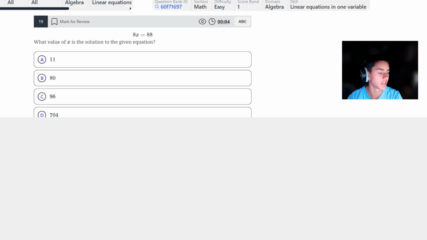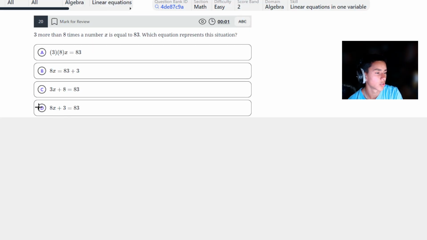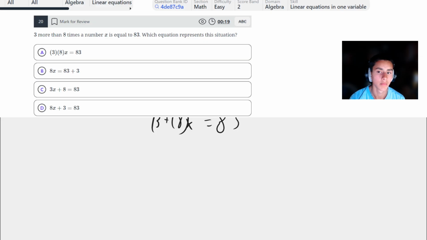What is the value of x in the given solution? Divide both sides by 8, x equals 11. 3 more than 8 times a number is equal to 83. Okay, let's think about this. 3 more, so 3 plus 8 times a number, so 8 times x equals 83. We look at all the answers, there's only one that fits this, and that would be D.